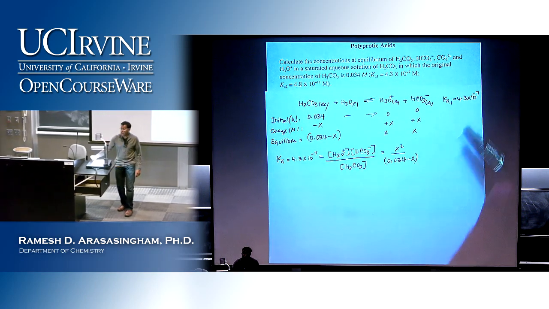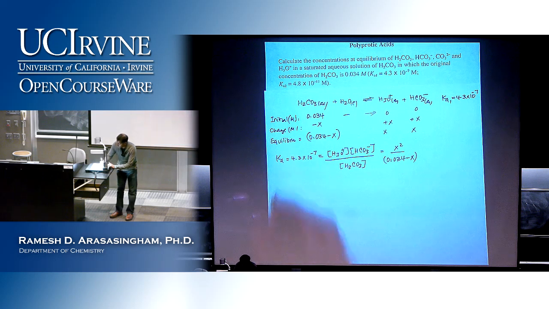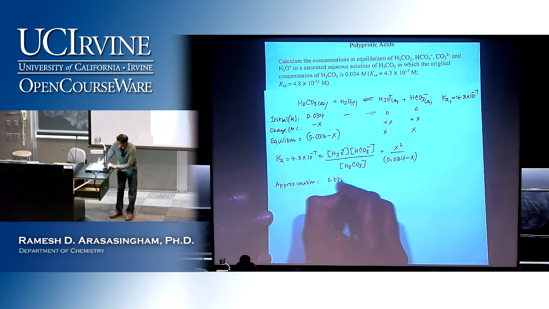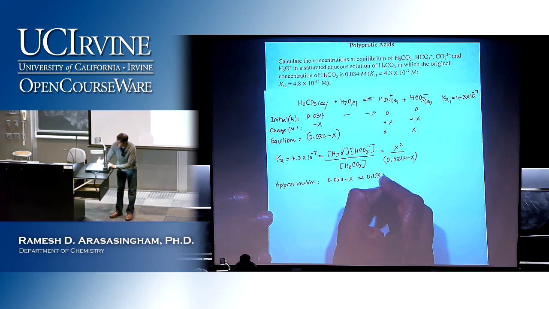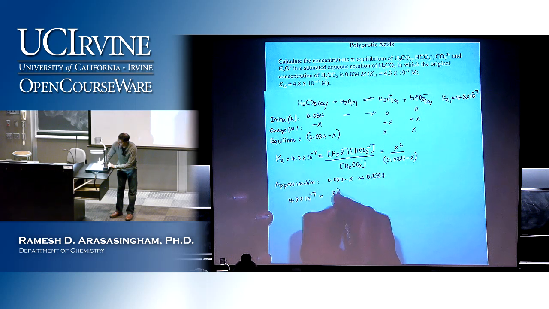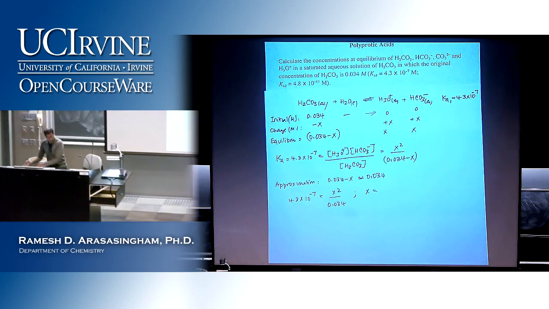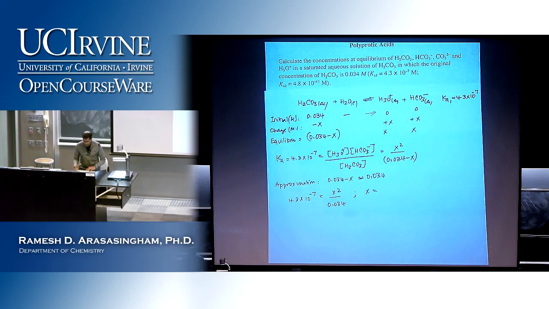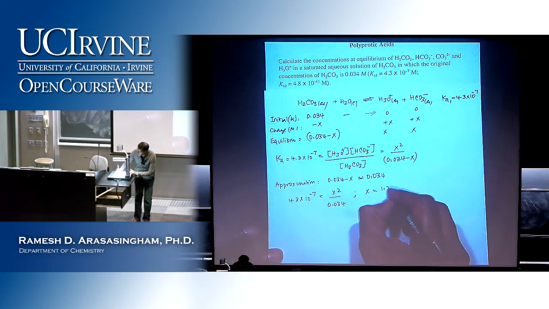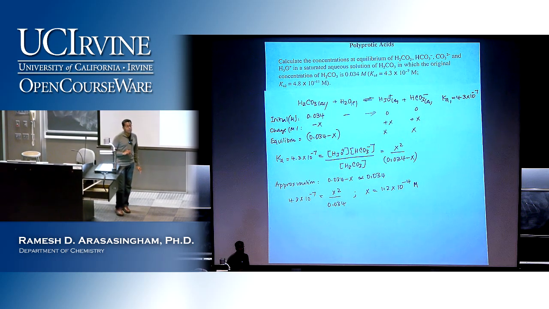Okay? So we know that this number is 10 to the negative 7. So the extent of the reaction is going to be really small. We know x is going to be small, so we can approximate that. And our approximation is going to be that 0.034 minus x will approximate to 0.034. All right? So 4.3 times 10 to the negative 7 equals x squared over 0.034. Therefore, I can solve for x. And if you put those values in your calculator, the number that you end up with is 1.2 times 10 to the negative 4 molar. Let me see I got the right number. All right? So if you put that in your calculator, that's what you would end up with.